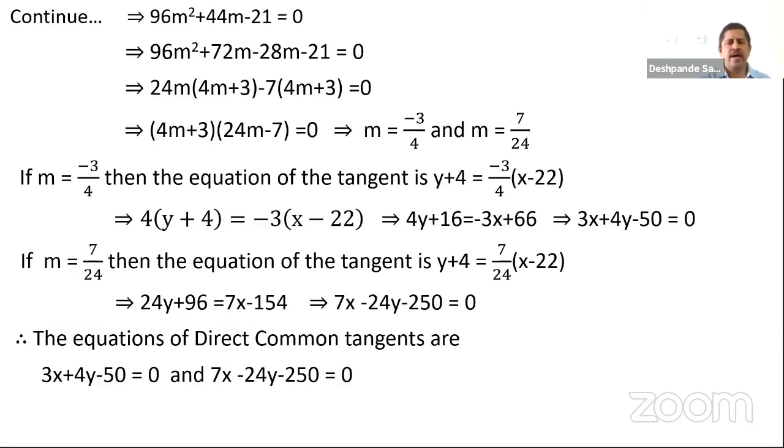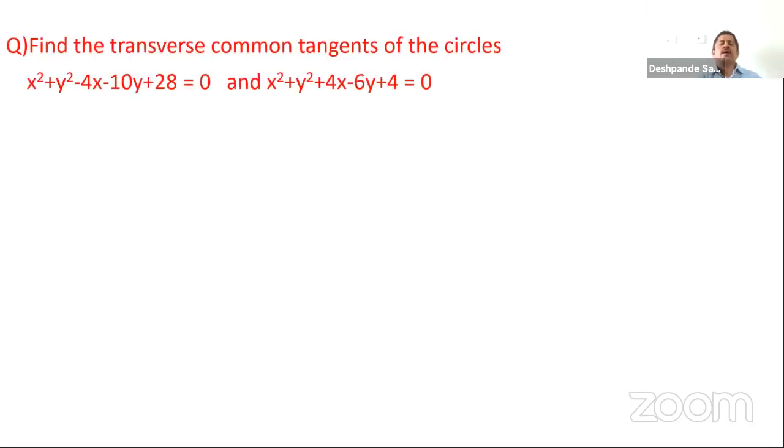Okay, having understood this, let us take the next problem here. Again, one more important question. Find the transverse common tangents of the circles. The circle equations are given like this: x square plus y square minus 4x minus 10y plus 28 is equal to 0, and x square plus y square plus 4x minus 6y plus 4 is equal to 0. So whether it is a direct common tangent or a transverse common tangent, the initial procedure is going to remain the same.